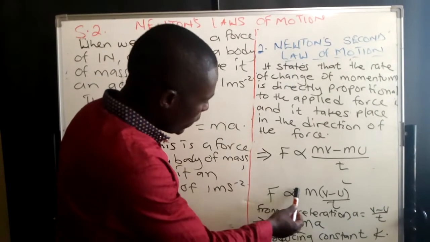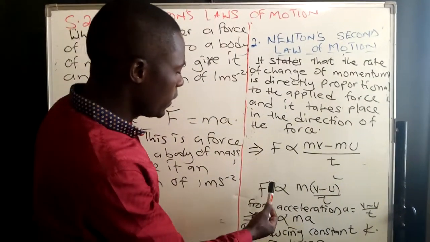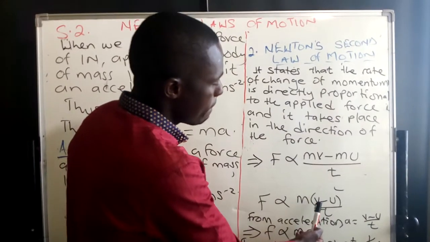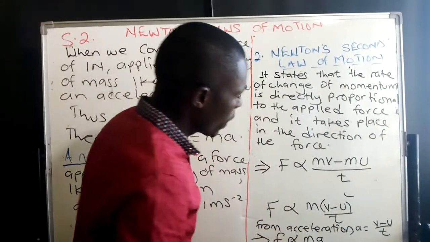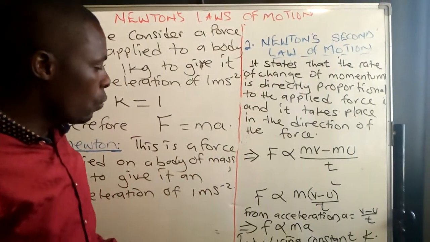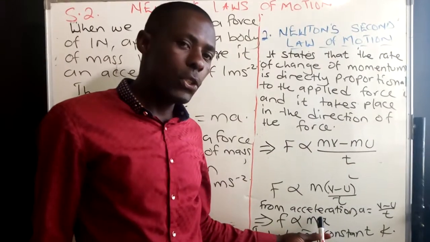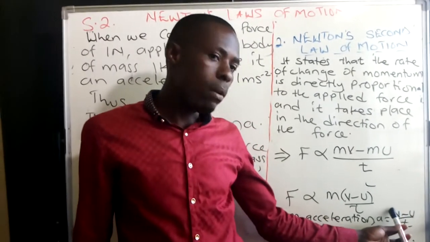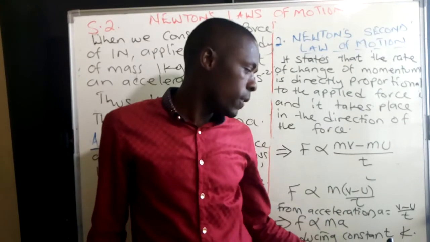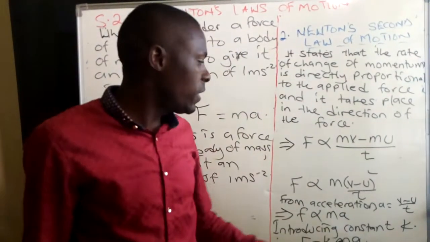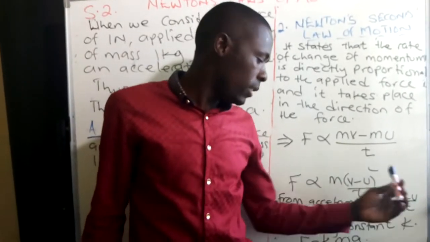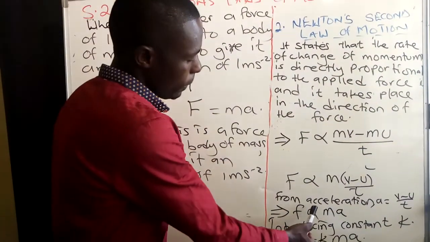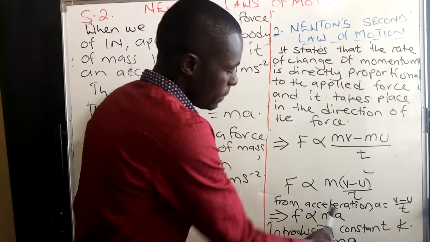Then we come here and say this cross which you're seeing is what we call the proportionality sign. So we have mass into V minus U over our time. But from our work which we looked at some time back, we all agree that acceleration A equals V minus U over T, where V is our final velocity, U is our initial velocity, and T is our time. So instead of having V minus U over T, we shall substitute this with the letter A. So this brings us to force is directly proportional to mass times acceleration.